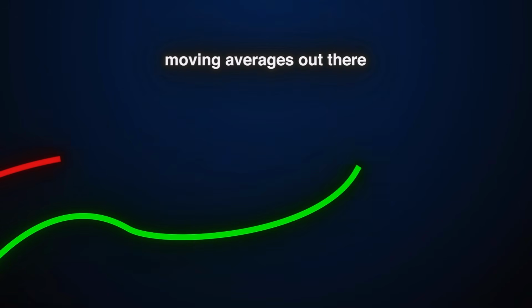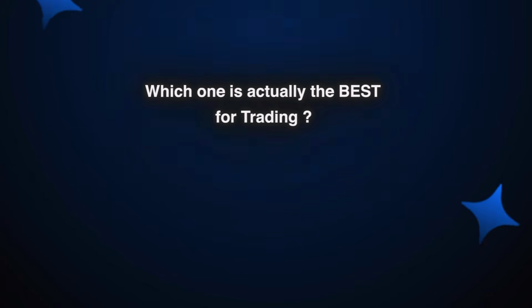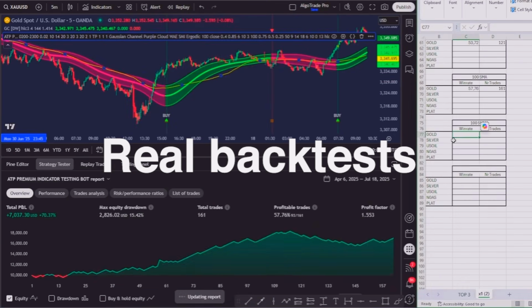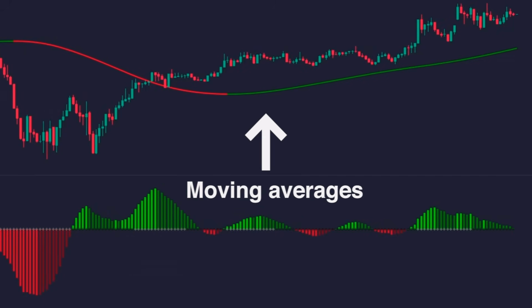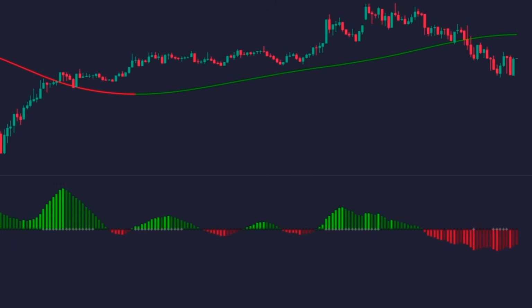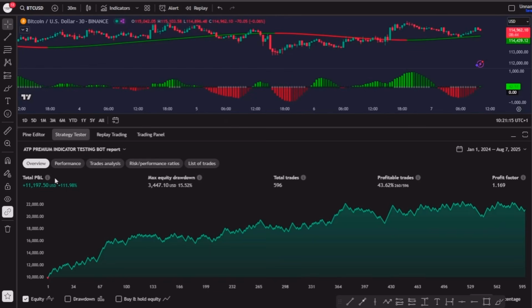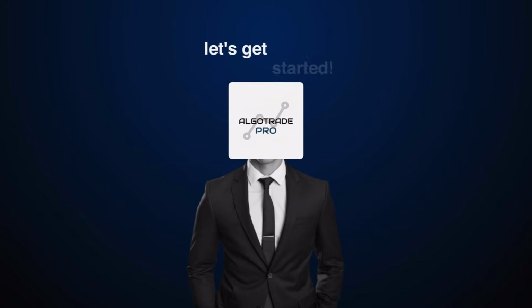There are hundreds of moving averages out there, but which one is actually the best for trading? Today I will show you my top 3 and I will prove it with real backtests. In fact, by just adding one of these moving averages to a basic strategy, I boosted its total profit from only 25% to over 100% without changing anything else. I'm ATP and let's get started.